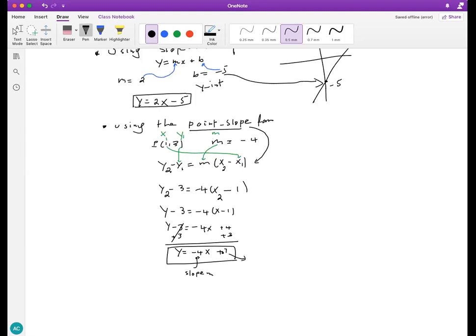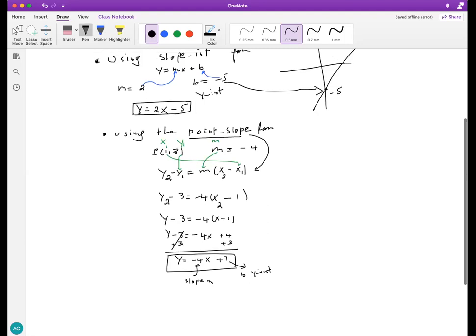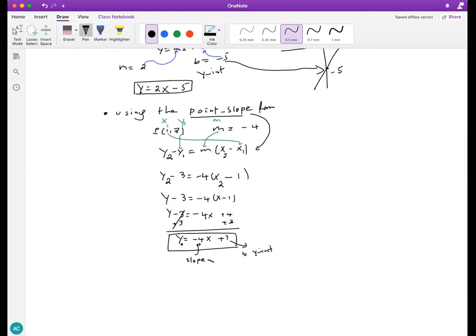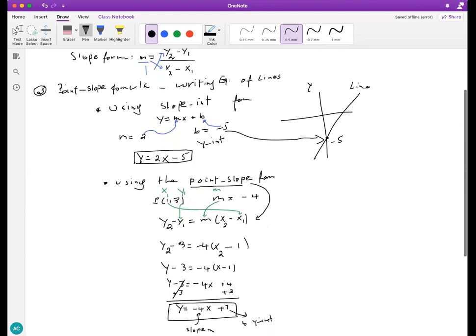And this is the intercept, b, or y-intercept. And that's basically how you write the equation, okay? So again, sometimes we are given the equations, other times we need to write them ourselves. So these are two methods.